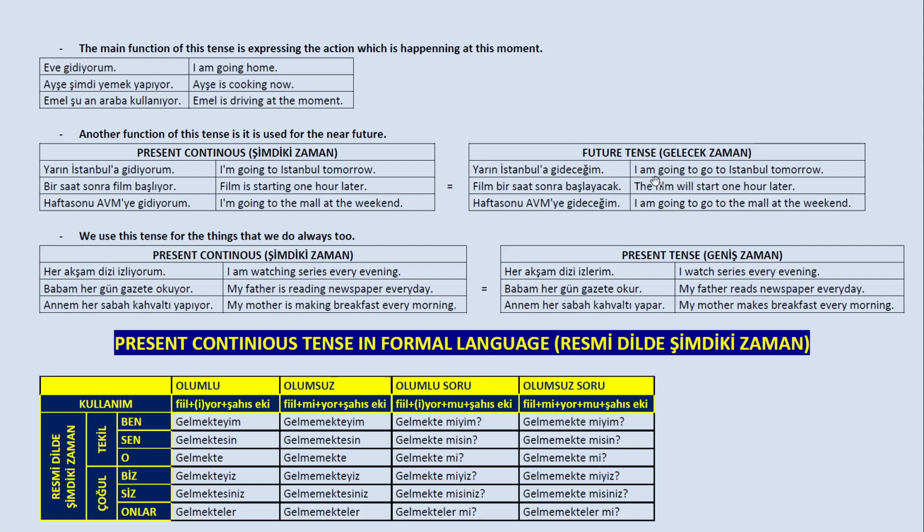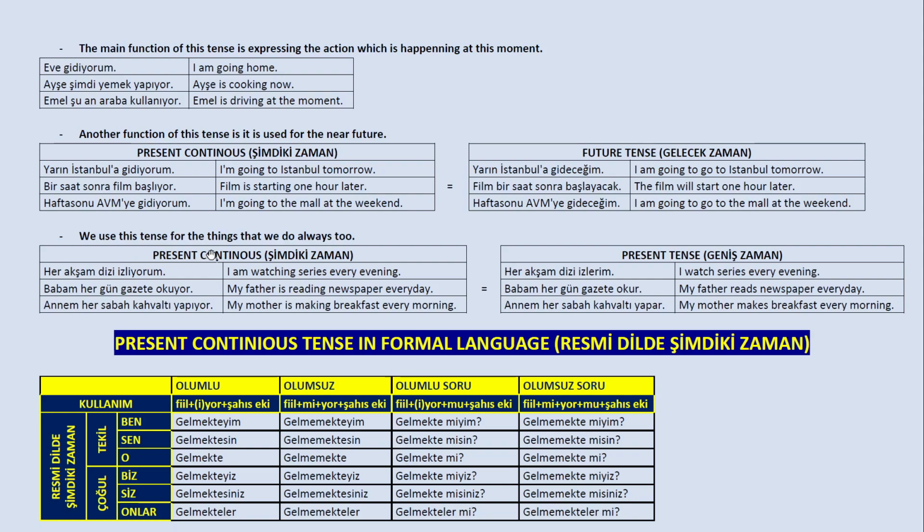This sentence and this one mean the same in Turkish. Yarın İstanbul'a gidiyorum. Yarın İstanbul'a gideceğim. Bir saat sonra film başlıyor. It is not happening at this moment. It will happen one hour later. Hafta sonu AVM'ye gidiyorum. Or we can say hafta sonu AVM'ye gideceğim. We will examine the future tense later, of course. But after you see the future tense, you can come back to this and check it again.